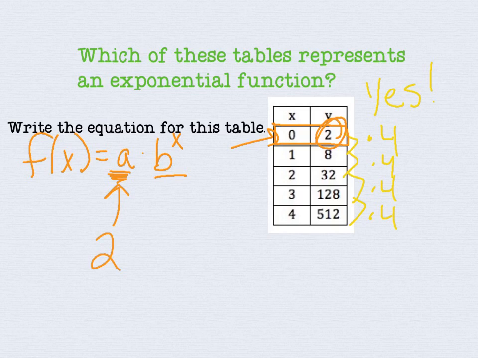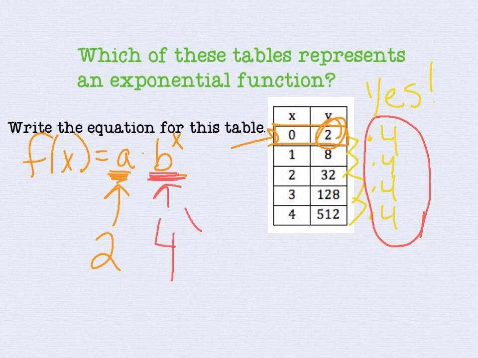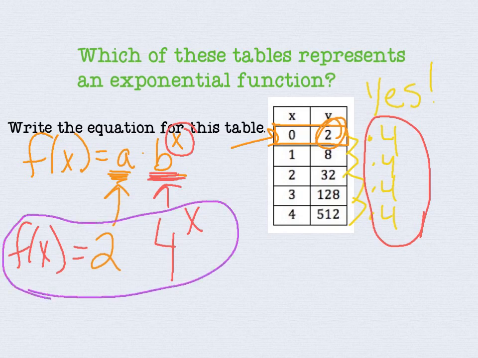The other part that I need to know is this b value, and b stands for our common ratio. Well, what's my ratio? What's my change? Well, we found that already as we were trying to figure out if it was exponential or if it wasn't exponential. So that part's already done. My change is multiplying by 4. So that 4 is going to go in here for b. So the rest that I have to do is just clean it up a little bit. Make sure I get my variable x as the power of 4. And then f of x equals 2 times 4 to the power of x. That's it. There is my final equation for this table.